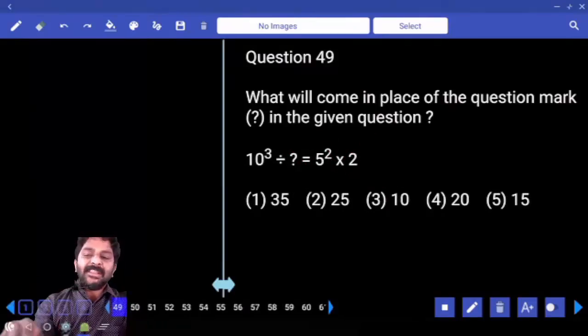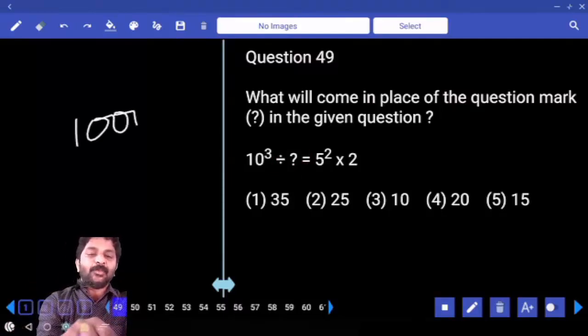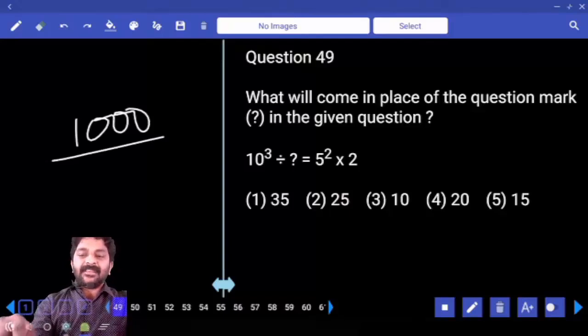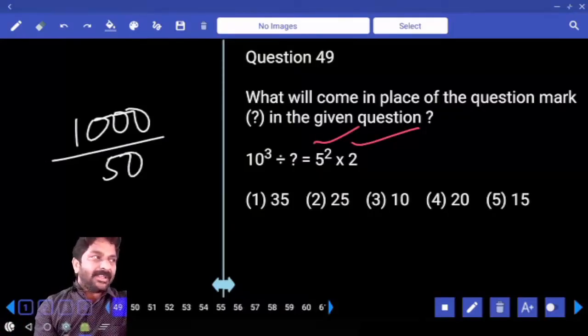Right, left hand side, denominator is x. Take that fellow to right hand side. So 10 cube, 1000. 5 square, 25 twos, 50 comes in denominator only. Right, so 100 by 5. 20.